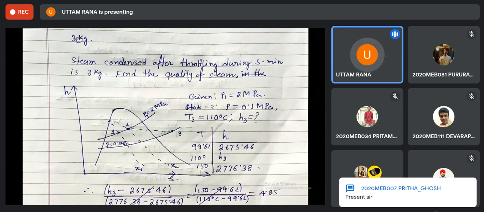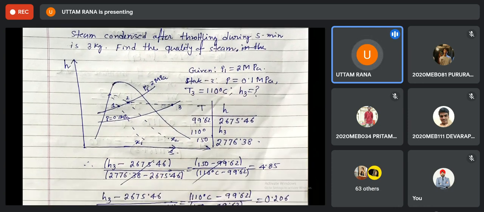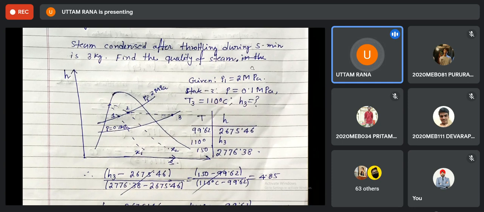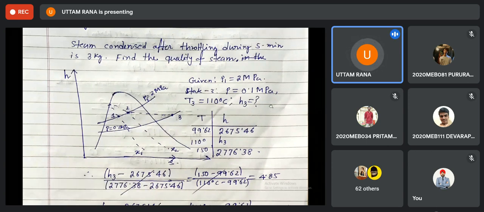So this is the value of, according to my previous one, how much steam is collected after throttling. Find the quality of the steam in the sample. So here pressure P1 is given as 2 MPa. State 3 is given after throttling. What is the state? Pressure is 0.1 MPa. Temperature is given as 110 degrees centigrade. So what should be the value of S3?